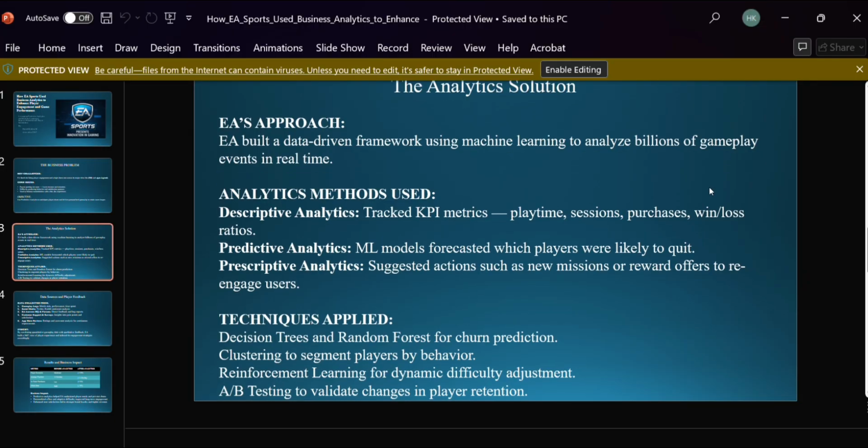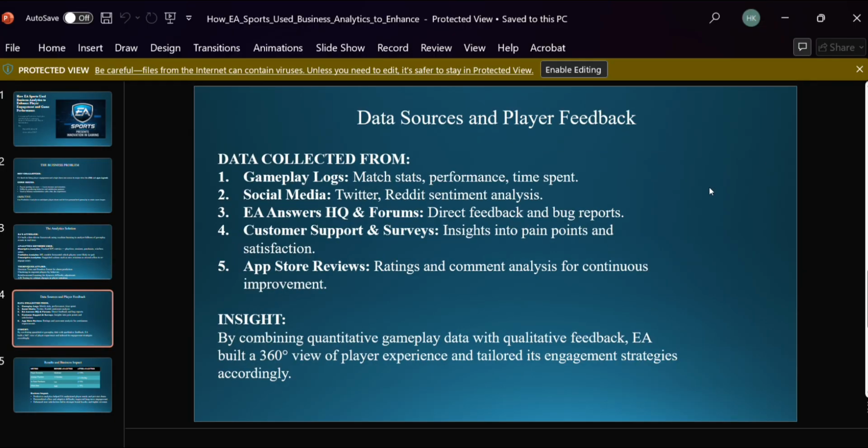Apart from gameplay data, EA realized that true engagement goes beyond what happens inside the game. So they collected player feedback from several sources. First, they monitored social media platforms like Twitter, Reddit, and Facebook to understand real-time player sentiment, like how people felt after updates, patches, or tournaments.